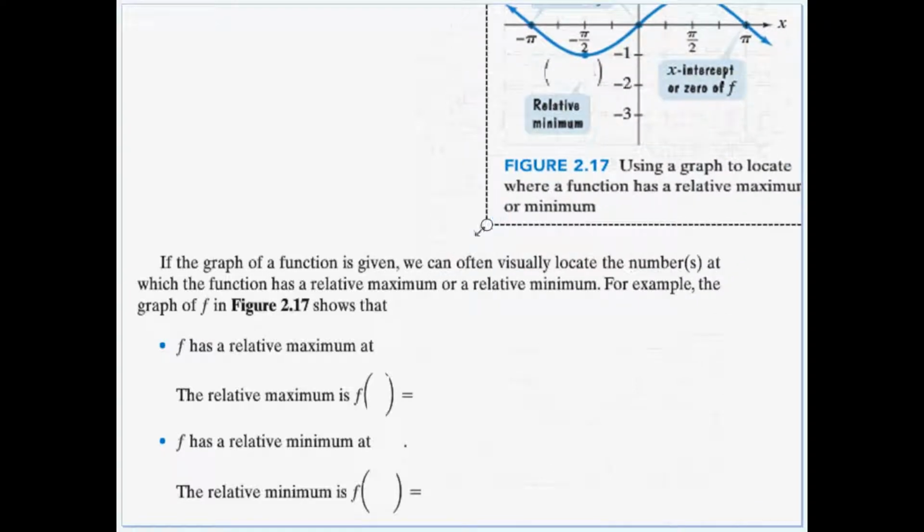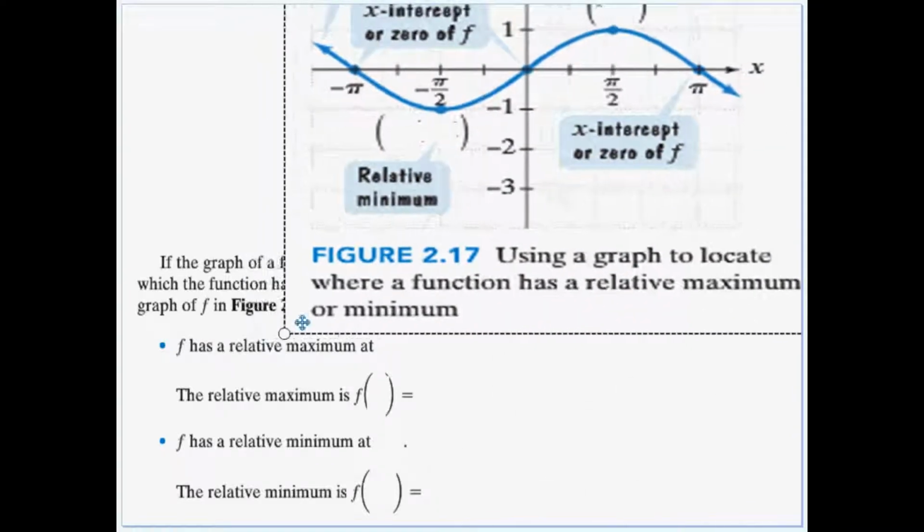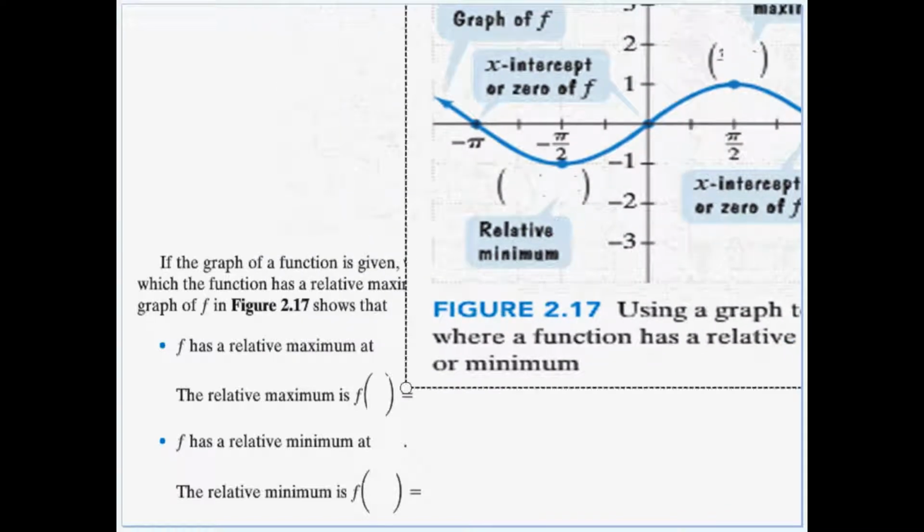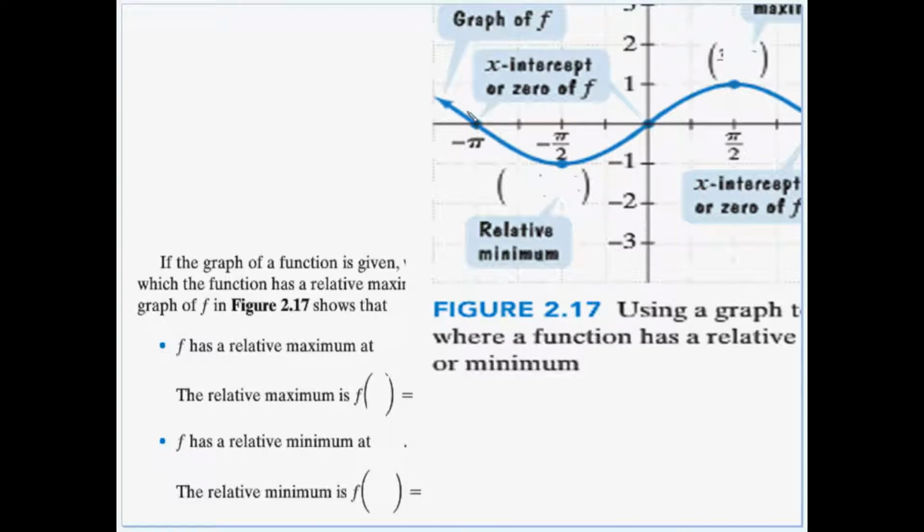Now this graph, we haven't covered it yet. This is actually a trig function graph. We'll be getting to these in a couple of chapters. But let's look here. We've got this part of the graph and we're going down to a valley. So here is the bottom of that valley. That is going to be a relative minimum.